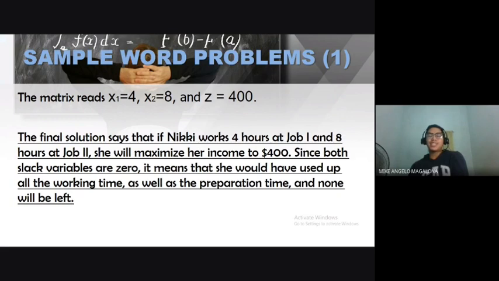equals 400. The final solution says that if Nikki works 4 hours at job 1 and 8 hours at job 2, she will maximize her income to $400. Since both slack variables are 0, it means that she would have used up all the working time, as well as the preparation time, and none will be left. And I hope you learned something in our word problem number 1.